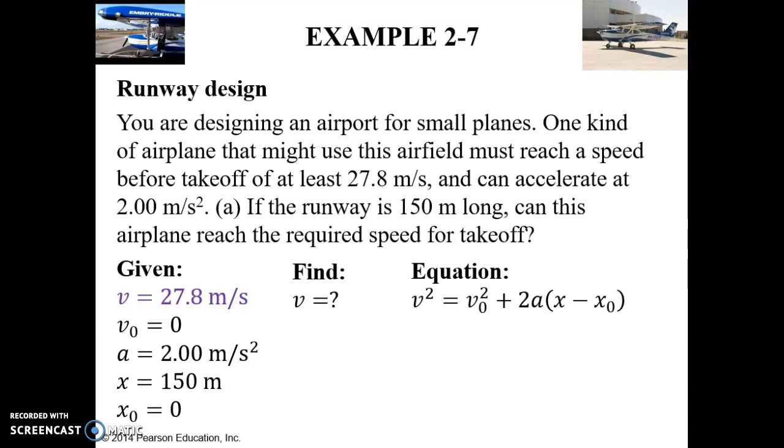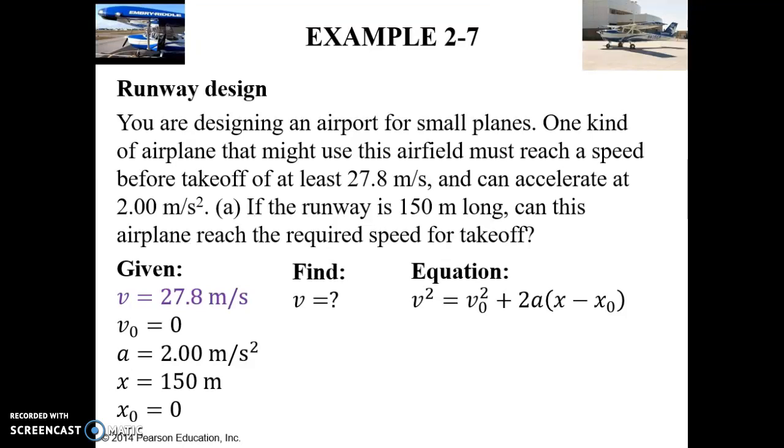The third step is to look at your 3 kinematic equations to determine which one has the variable you're looking for, which is final velocity, and the variables you're given. In this problem, v squared equals v naught squared plus 2a times x minus x naught is the perfect match, since the other 2 equations have time and we don't know what time is.